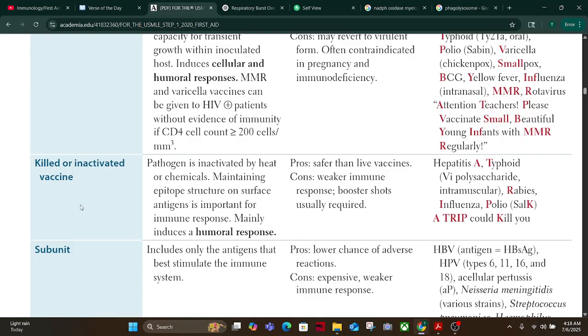Pros, it's safer than live vaccines because killed is better. They won't harm you. But the cons is there is a weaker immune response. And here you need booster shots. Examples of the killed vaccine would be hepatitis A and typhoid. This VI polysaccharide is found in the typhoid vaccine, and it's given intramuscularly. Rabies is always a killed vaccine. Salk is the name of a polio vaccine.